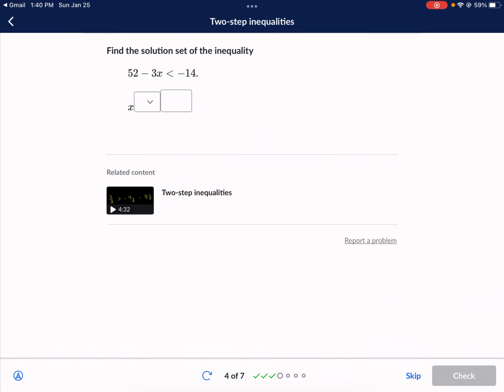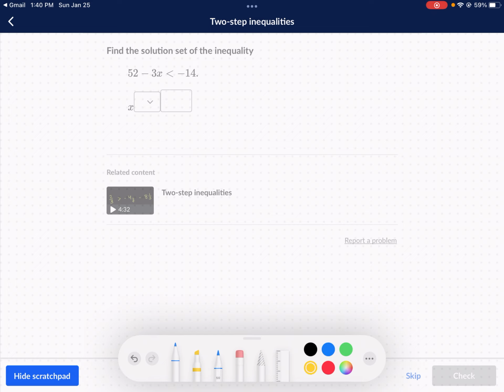Okay, next question. Take a look here. There's a negative in front of the variable, so that is a sign that I'm going to have to flip the sign. But let me go ahead and rewrite it. It's less than negative 14. I'm going to subtract 52. This is going to get ugly. Okay, so once I do that, I don't know why I drew that line. I never do that. So I have negative 14. We get 6 because there's the same sign, add. We get negative 66 is less than negative 3x.